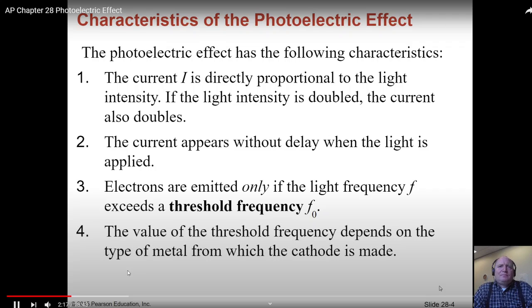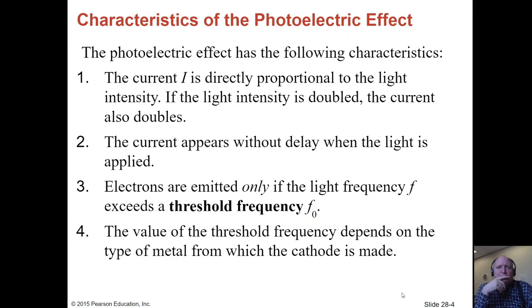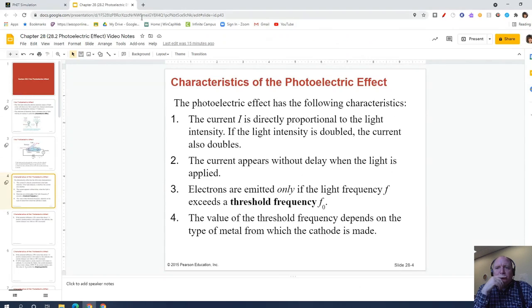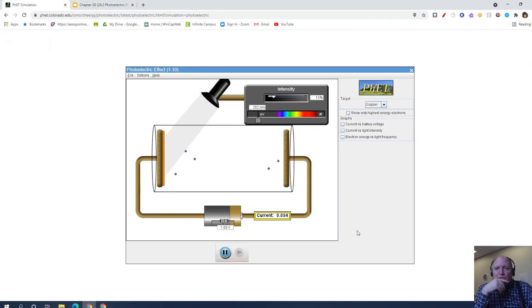The value of the threshold frequency depends on the type of metal from which the cathode is made. So what I'm going to do, I'm going to end this part and show you a PhET simulation to kind of show you that. Awesome. All right, so we have UV light hitting a piece of copper metal, okay?